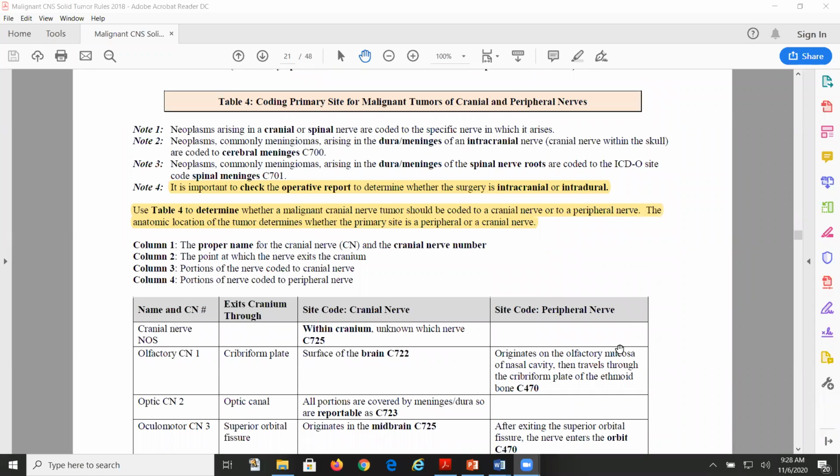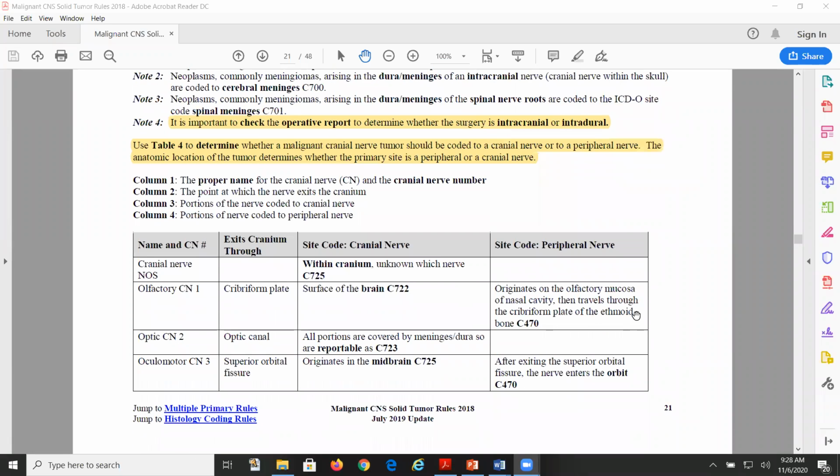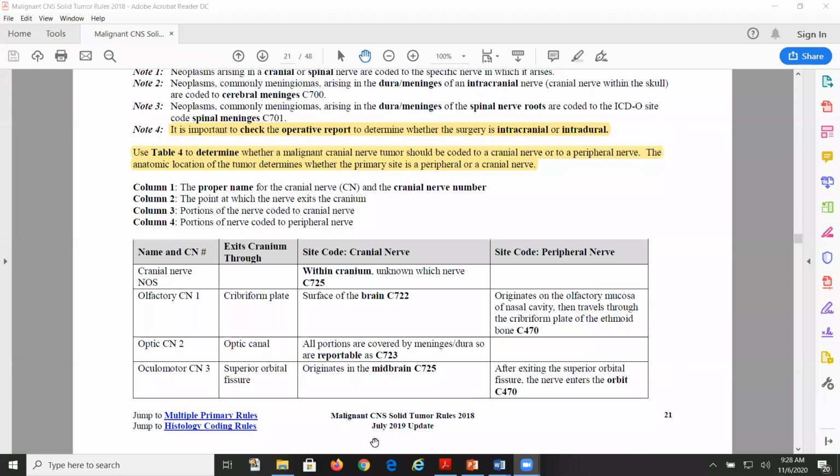And then moving on to coding primary site for malignant tumors of cranial and peripheral nerves, we have a table here that goes into great detail, giving you instructions of when you would code your primary site to the cranial nerve versus the peripheral nerve, and at what point the tumor would exit the cranium and become a peripheral nerve site as opposed to a cranial nerve site.